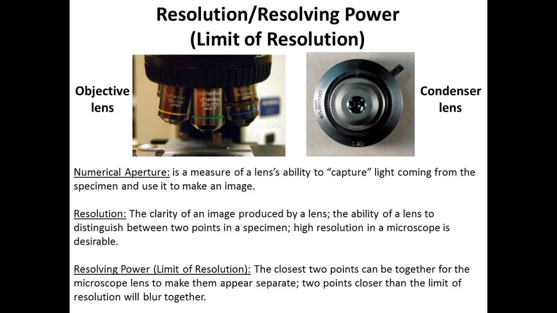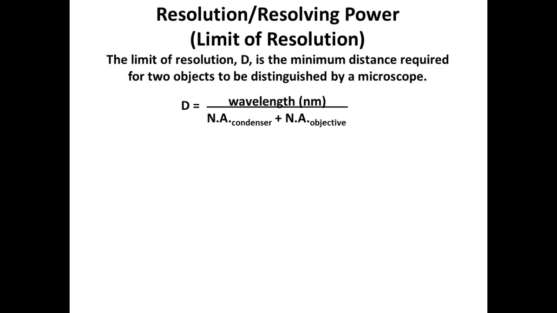Resolving power, that limit of resolution, can actually be calculated mathematically. It's a simple formula that you do unfortunately have to memorize and be able to calculate. It will give us an actual number and help us to determine if you would be able to see things as separate or blur together.